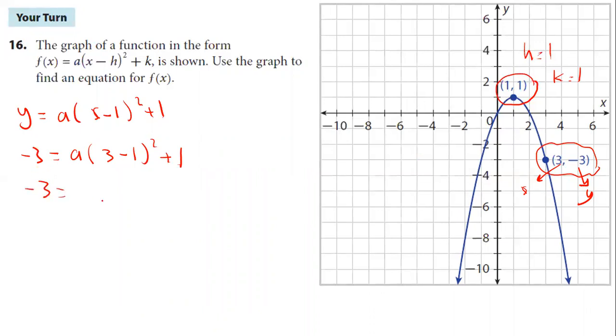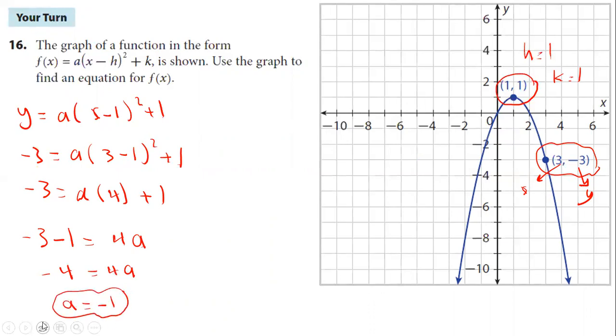So negative 3 equals a multiply (3 minus 1). 3 minus 1 is 2, 2 power 2 is 4, plus 1. So negative 3 minus 1 equals 4a. So this is negative 4 equals 4a. So a equals negative 1. Okay? After getting the value of a, we have to rewrite the function again. y equals negative 1 (x minus 1) power 2 plus 1.